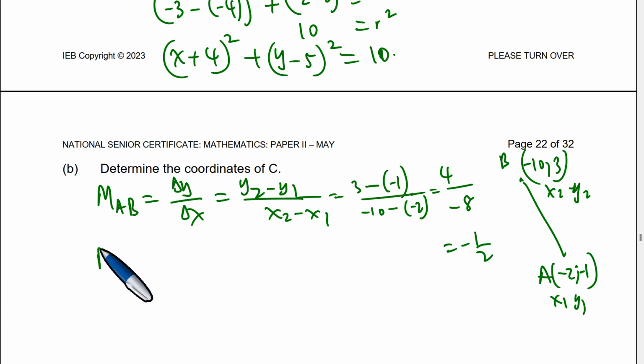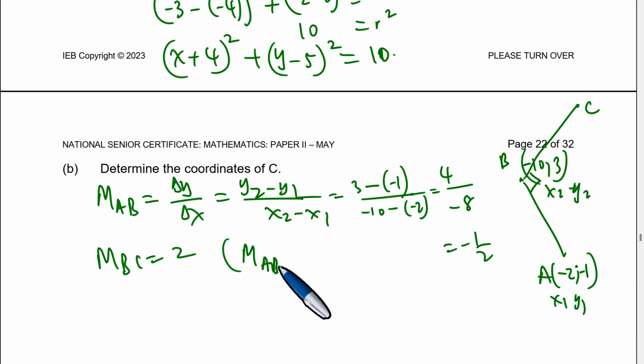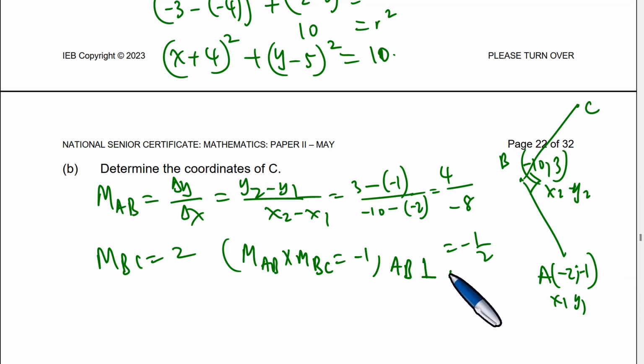So the gradient of BC, with C somewhere there, and the angle is 90 degrees, must be 2. So you invert this and multiply by the negative because they're perpendicular lines. The reason for this is that the gradient of AB times the gradient of BC is -1. Why? Because AB is perpendicular to BC, and this perpendicularity was just given by the examiner. So yeah.